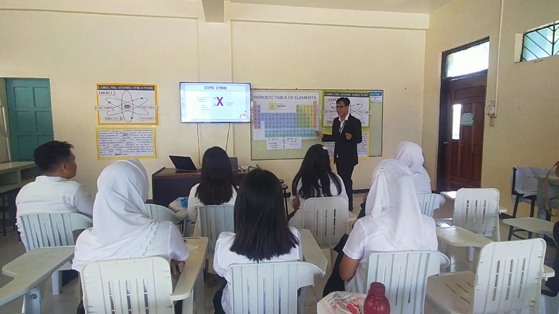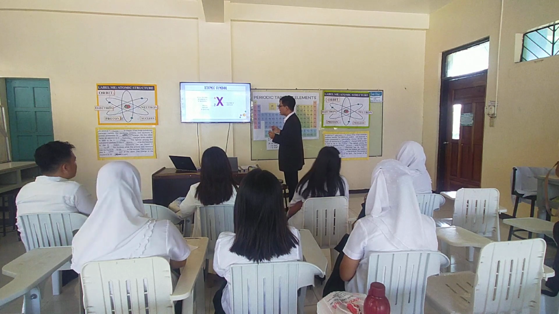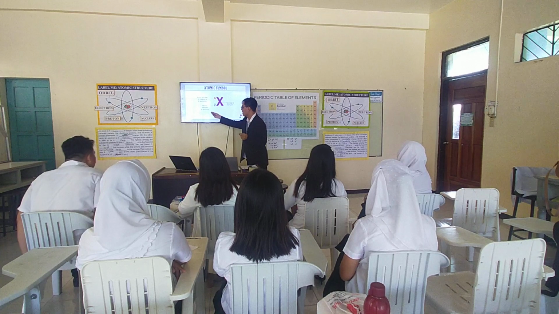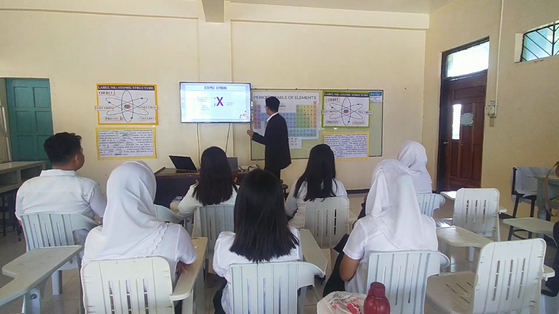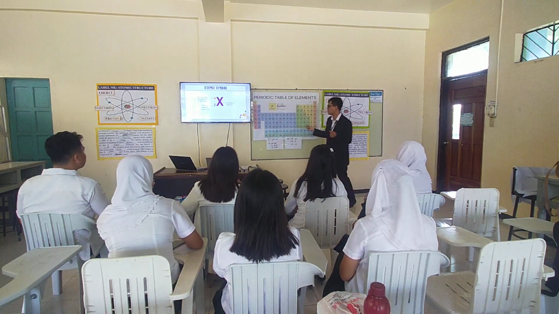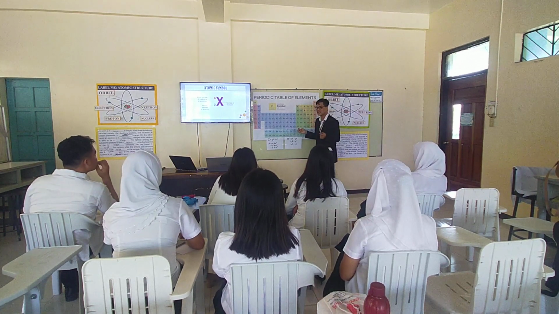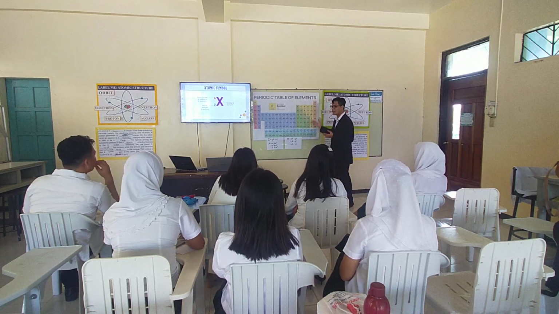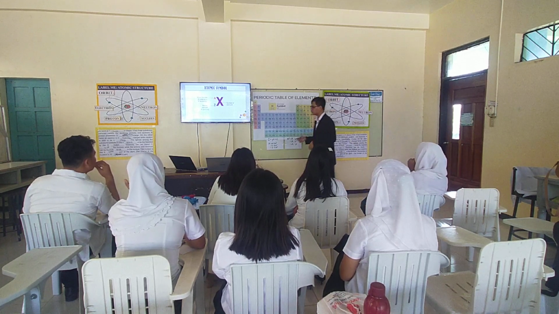And aside from that, this atomic number is also the number of protons that you can see here in our symbol. So, for example, here in our periodic table, you can notice that there are no two or more elements having the same atomic number. This is because all of the elements here in our periodic table have their own atomic number.